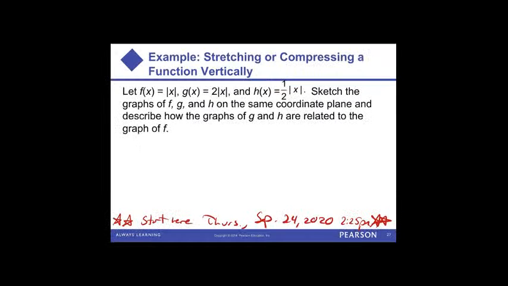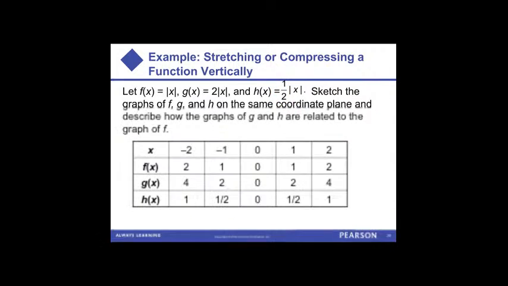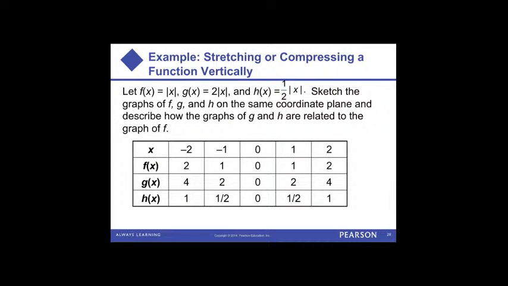Okay. So just remember that absolute value of x is the V, right? And then we're going to see what happens if we multiply the outside of our basic function by a number larger than 1, and if we multiply the outside of our basic function by a number between 0 and 1. So I think last time we were making tables, right? So we chose some values for x, and then found the corresponding f, g, and h.